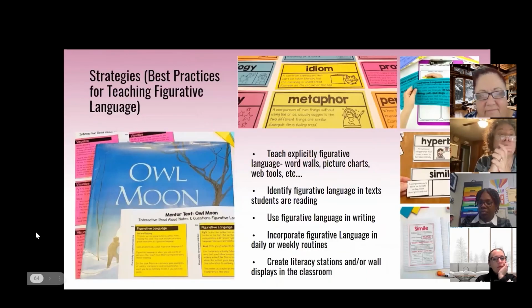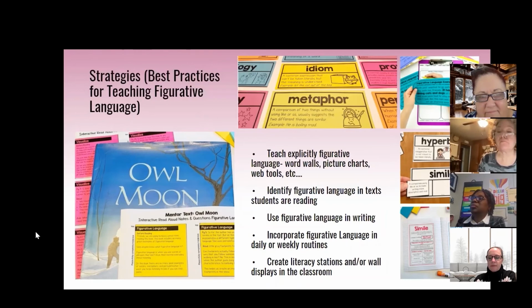Here are some strategies that I use in teaching figurative language, and by trade and by practice, I am a secondary teacher. So for me, in teaching figurative language, these are four or five of the things that I have done in teaching my students figurative language. And I have done elementary younger kids as well. So these are tried and true for me.